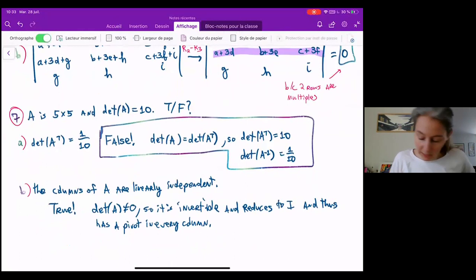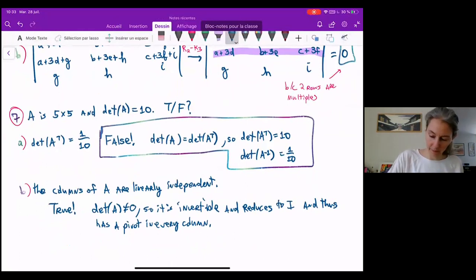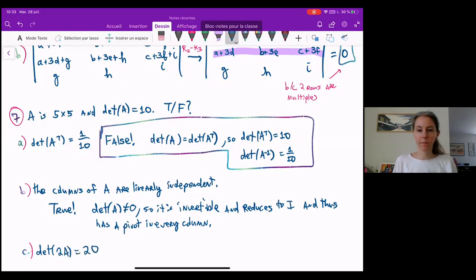Lastly, C. The determinant of 2A is equal to 20. Exactly. If the determinant was 0, it would be linearly dependent. Good job, Daniel. This is false.